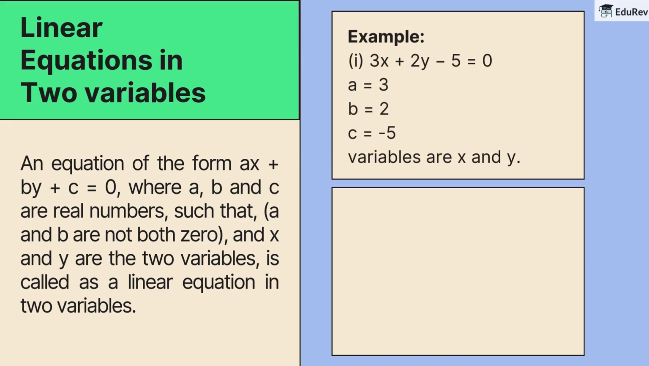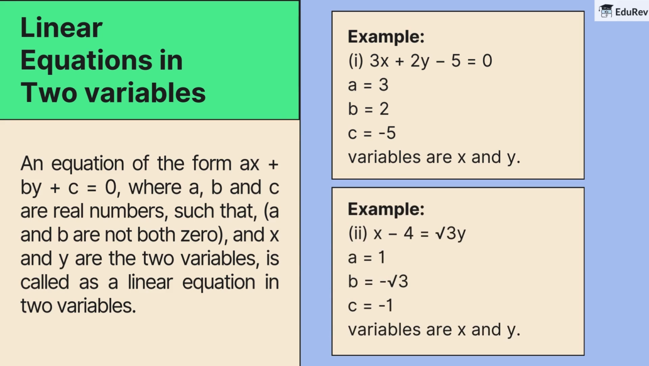For instance, in the equation 3x plus 2y minus 5 is equal to 0, we have a is equal to 3, b is equal to 2, and c is equal to minus 5, with variables x and y. Another example is x minus 4 is equal to root 3y, where a is equal to 1, b is equal to minus root 3, and c is equal to minus 4.